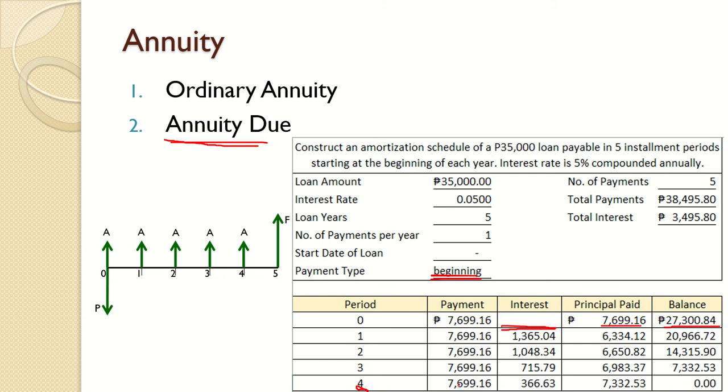And same calculations. This is P times I. This is your A. Principal paid is A minus the interest. That's A minus the interest. And the balance here is the previous balance minus the principal paid. So that's annuity due.